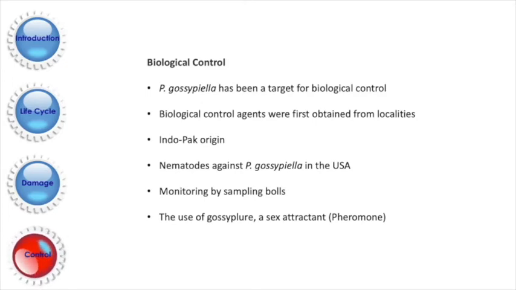Pink bollworm is primarily managed with the host-free period. Sampling balls is the most reliable way to monitor pink bollworm populations. The use of gossyplure, which is a sex attractant that disrupts mating when distributed throughout the field, can be effective against pink bollworm when it is supplemented with cultural control practices that minimize the number of overwintering bollworms.